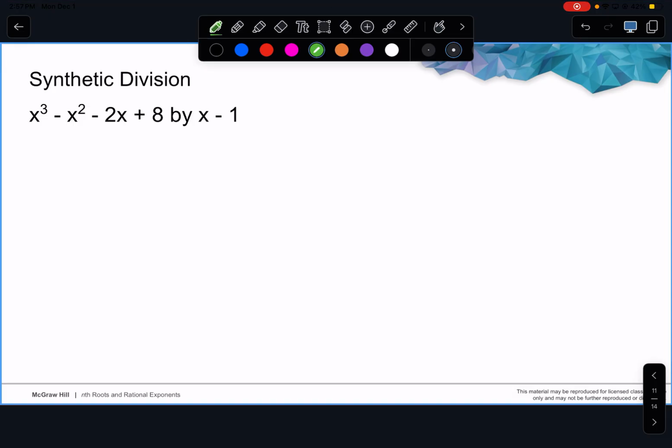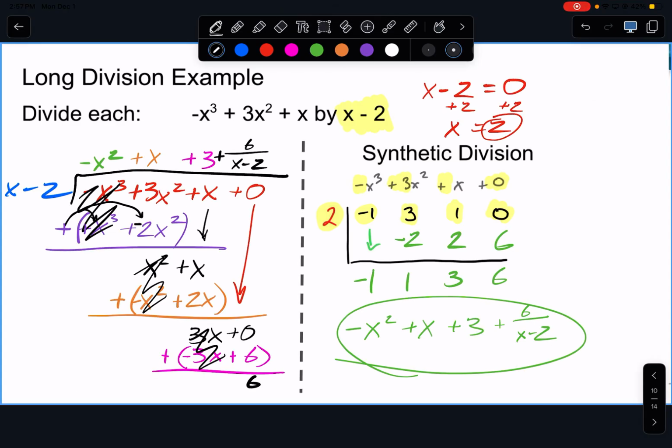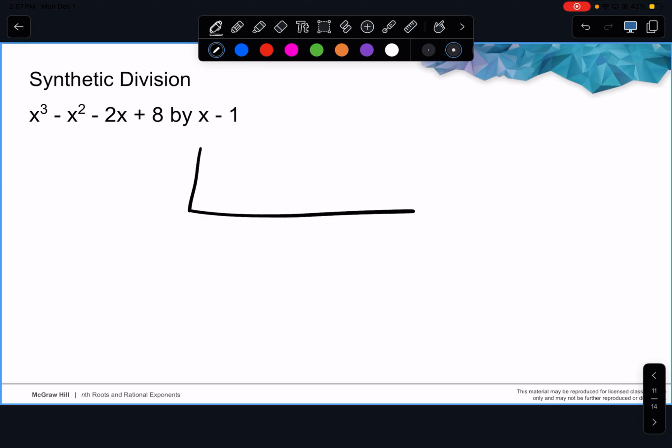Okay, so on this next problem, I want you to just set it up. Do not go any further than writing in the numbers and the bracket. Okay, so the 6, this one right here, okay, because I added here, 1 plus 2 is 3, and then I multiplied 3 times 2 is 6, and then I added 0 plus 6 is 6.